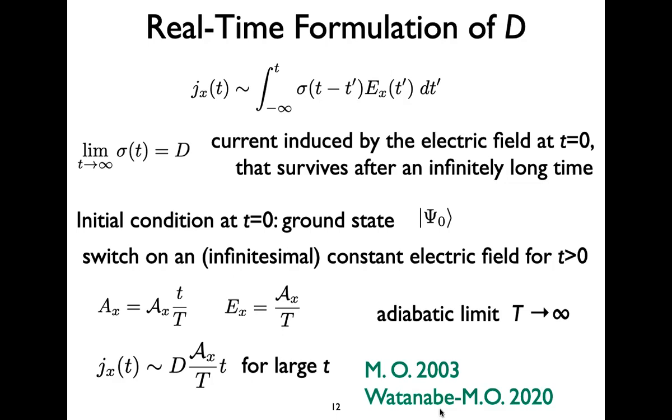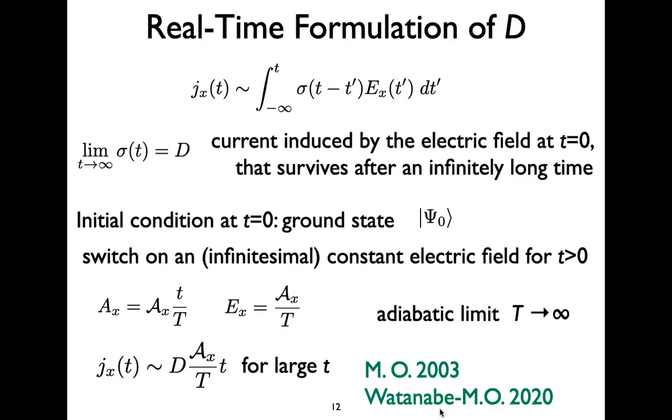In order to formulate this Drude weight in this way, let's say I start from the ground state. Let's say we consider zero temperature, then the initial state is given by the ground state at t equals 0. Then I switch on a constant electric field after t equals 0. This can be realized by increasing the Aharonov-Bohm flux linearly in time, or equivalently increasing this vector potential Ax proportional to this time t.